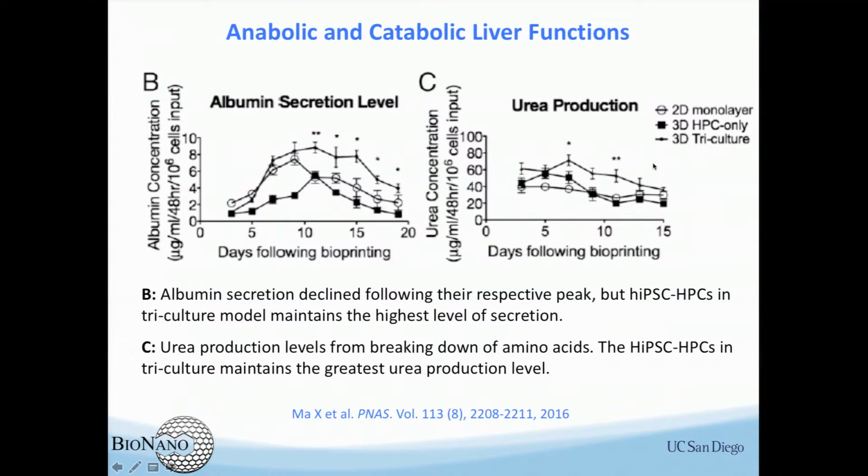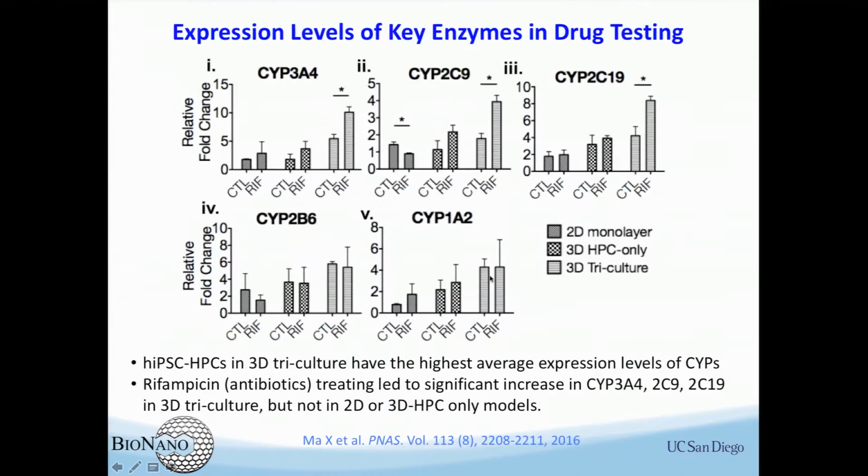And then we also make sure they do have the liver function, especially albumin secretion and also urea production. Again, we compare our 3D model with the simple 3D model or 2D Petri dish model. And you can see over the period of 20 days, we actually can culture them for a long time after printing. So we can keep this liver cell in the dish for many, many days and analyze their function. You can see our 3D model again functions better than the 2D dish and also 3D liver-cell-only models. So it's very important to have liver cells with the support of these additional cell types.